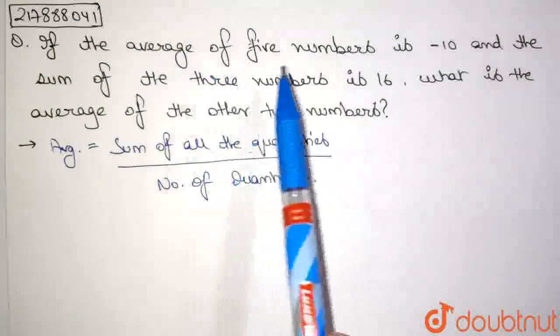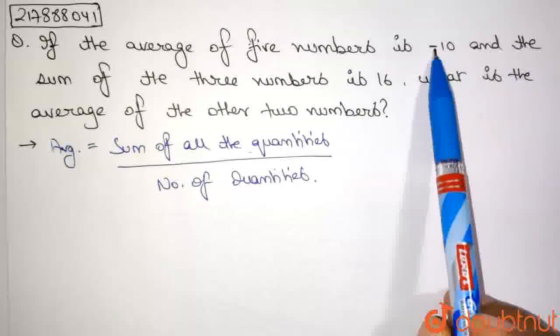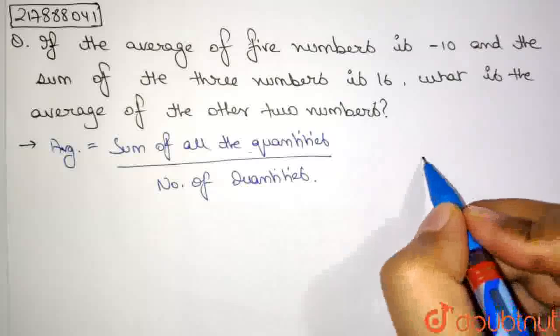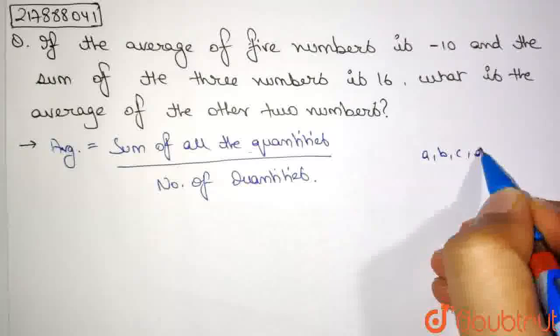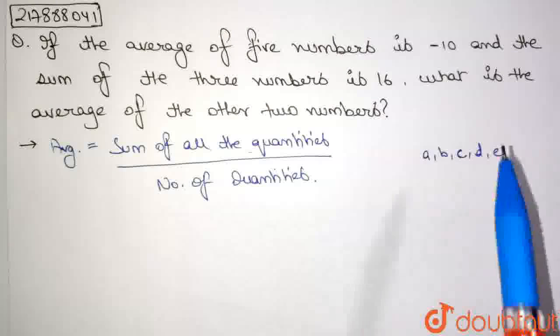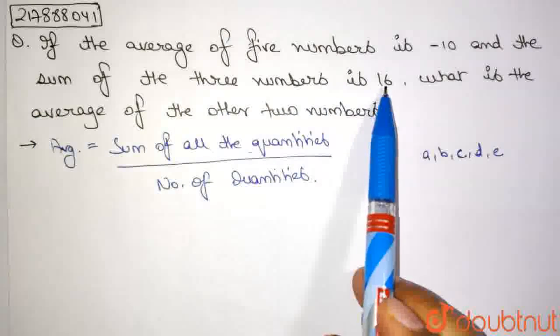The question says the average of 5 numbers is minus 10. So the average has already been given to us as minus 10, and this is for 5 numbers. Let us assume the 5 numbers as A, B, C, D and E. Then it says the sum of 3 numbers is 16.